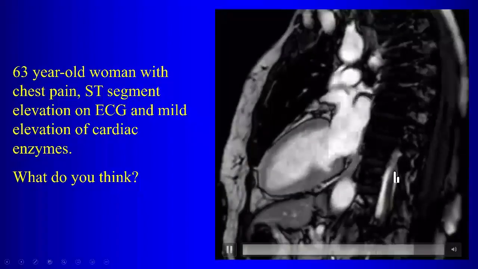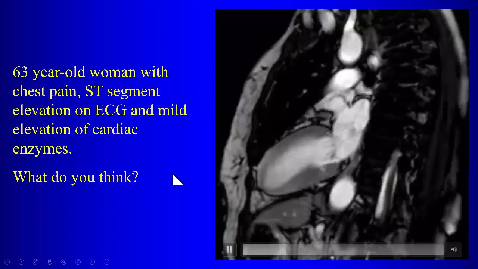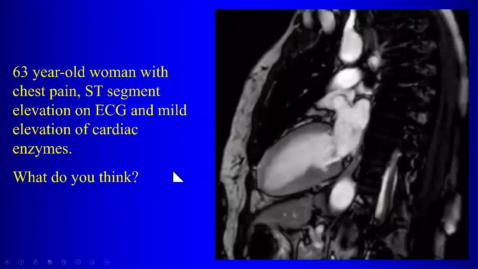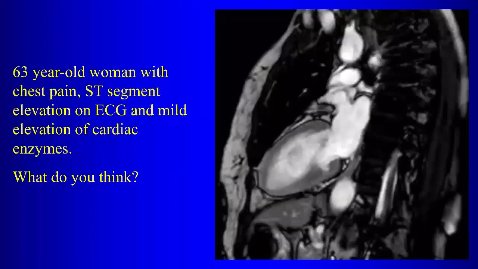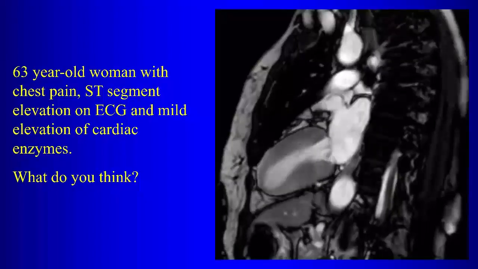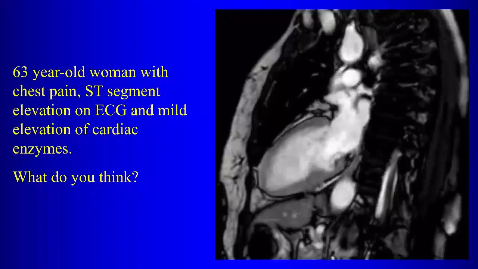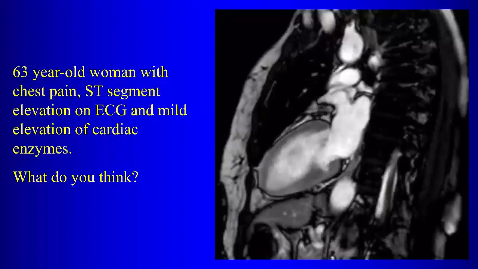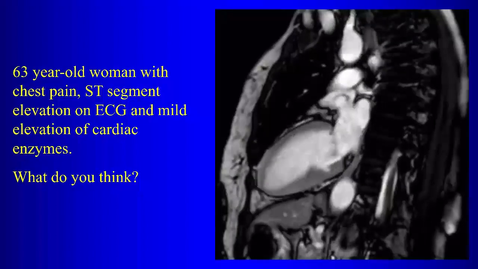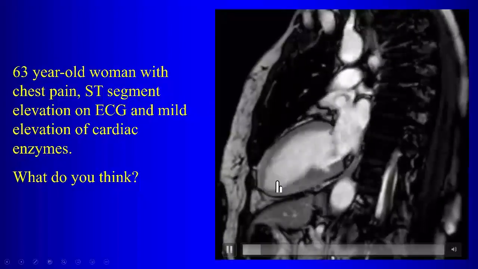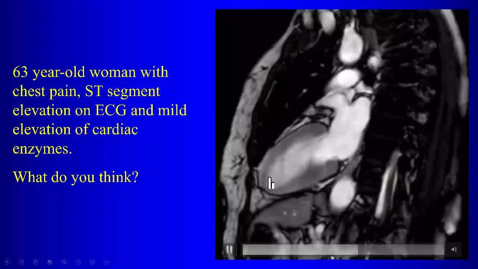Is there a finding here? What kind of view is this? This is a chamber view, right? Is there a finding on the two-chamber view here that might be associated with MI? Is this with contrast? This is not. This is bright blood. So is there a finding here that can be associated with myocardial infarction? Where's the wall motion abnormality? In the apex, right. Notice that the apex is not contracting.